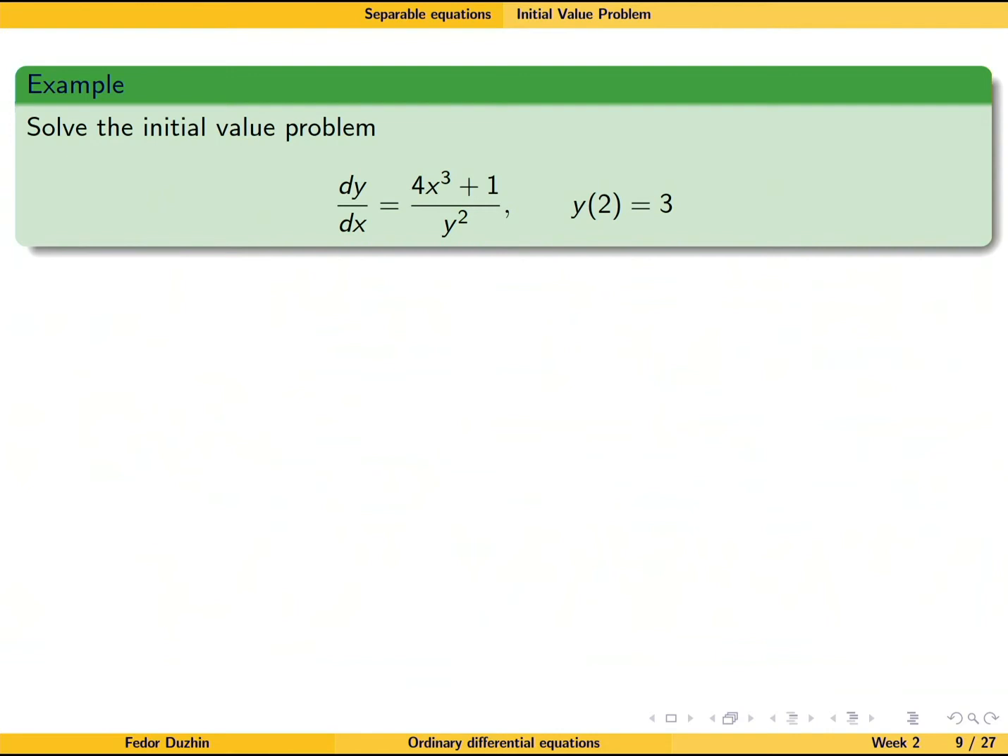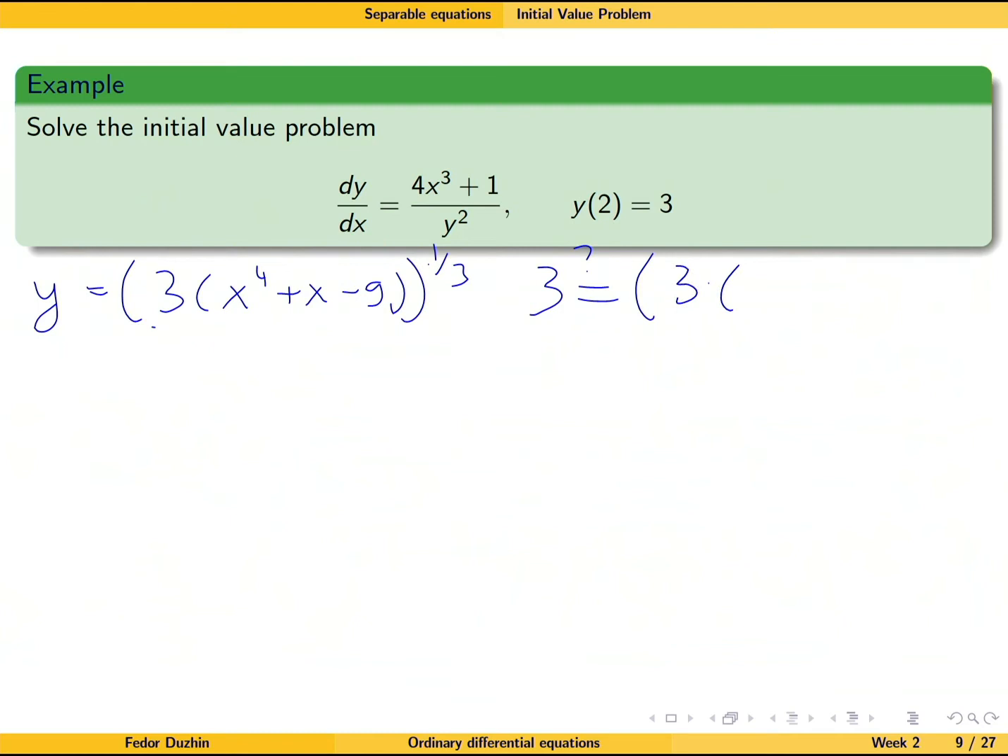So, the answer that we just found is y equals 3 times x to the 4 plus x minus 9 to the power 1/3. Let us verify the initial condition first. So in the initial condition, y should be 3. And then is it true that 3 equals 3 times 2 to the 4, which is 16, plus 2 minus 9, everything to the power 1/3? Correct or not? So 16 plus 2 is 18, minus 9 is 9, 3 times 9 is 27, and the cube root of 27 is 3, so it is correct. Okay, fine.